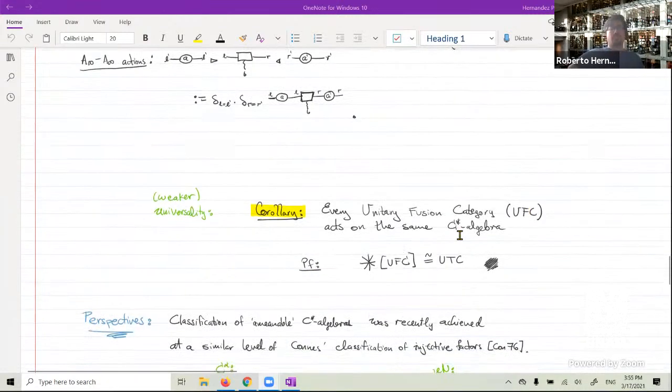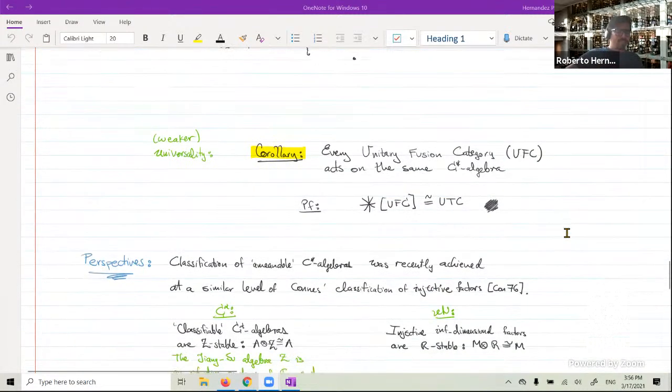Good. Yeah. So this is the weaker universality I was trying to state. So basically, we can claim that every unitary fusion category acts on the same GJS C-star algebra. So we have a universal receptacle. I guess this sort of saves the day for C-star algebras. So these are really all the results of mine I wanted to share today.